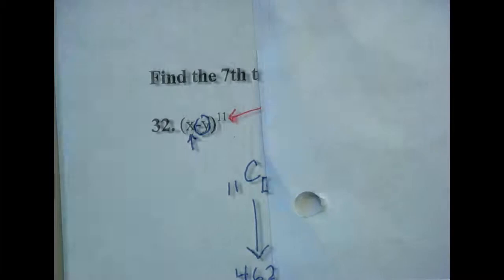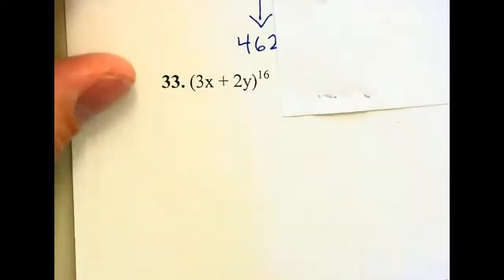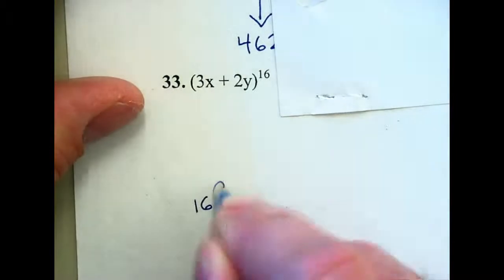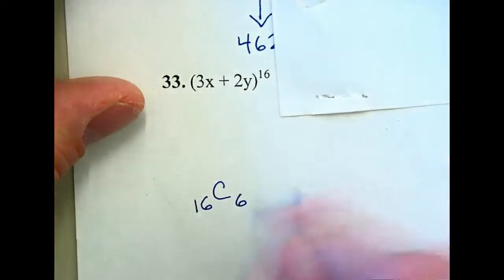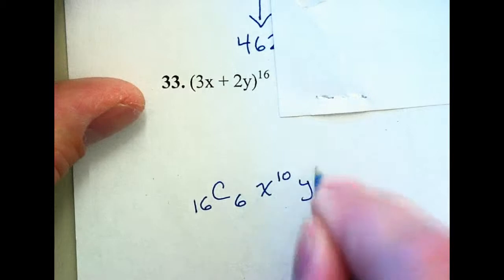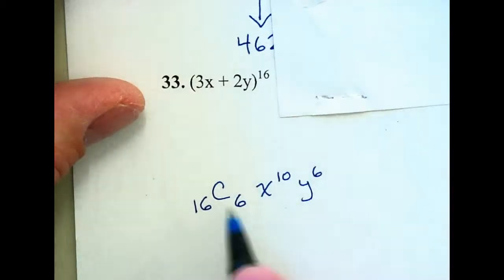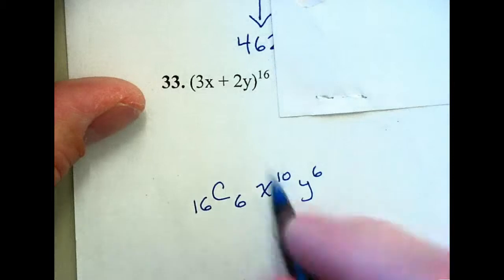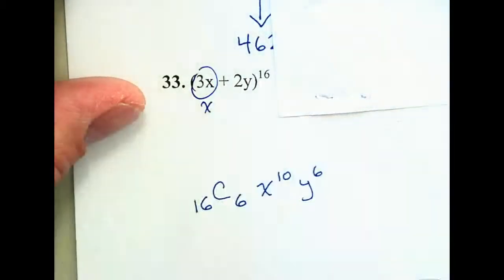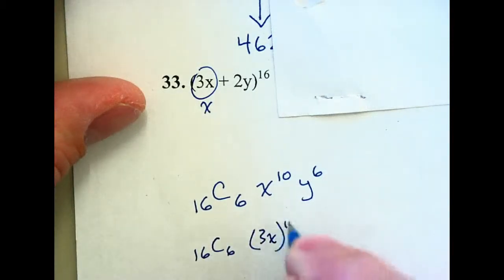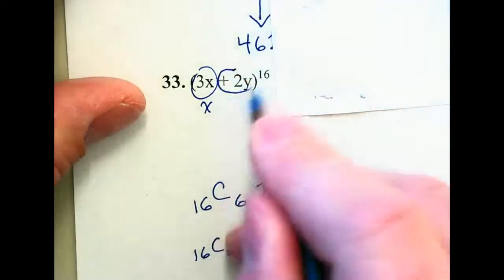If I'm trying to find the 7th term, I'm at 16 choose 6, x to the 10th and y to the 6th. Those two have to add up to 16. That's one less. And then when I go to the x, that's my x position. So I have 16 choose 6 and 3x to the 10th. And this is my y position.